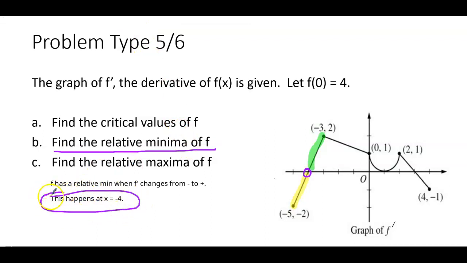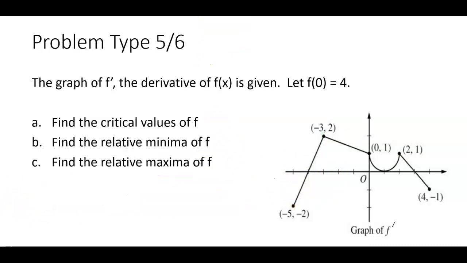Once again, 1 point for the answer, 1 point for the explanation. You'll notice that I didn't put in my explanation that f prime changes from below to above, and that's because you don't need to. This is really the important thing you need to say. The only reason I added that on the reference sheet was so that you guys can know what to look for on the graph. All right, let's go ahead and do part C. Let's find the relative maxima of f. F has a relative max when f prime changes from positive to negative.